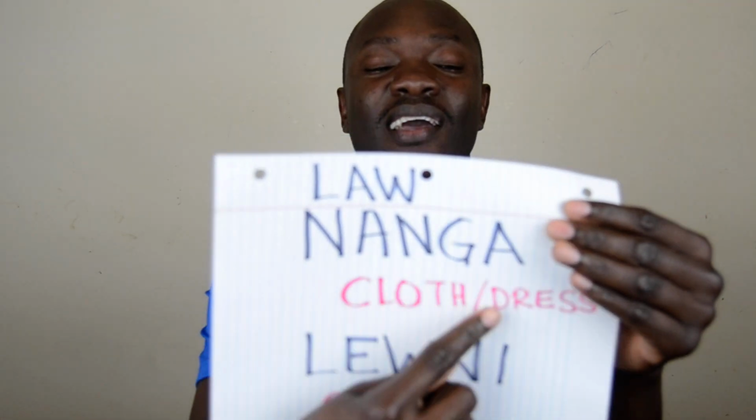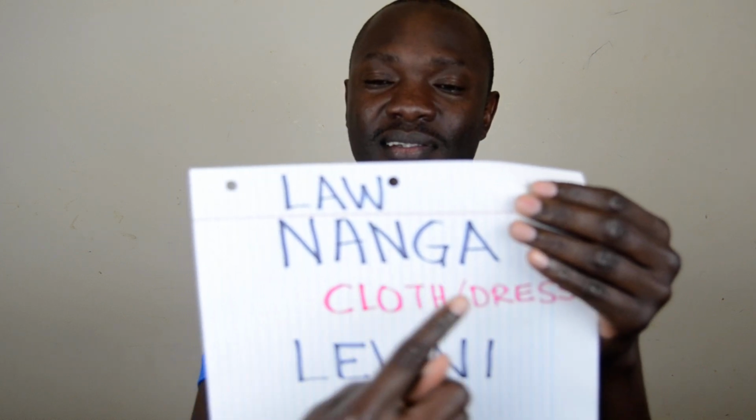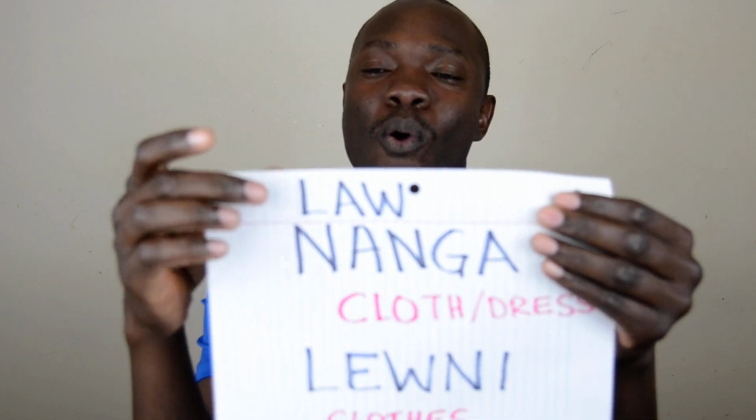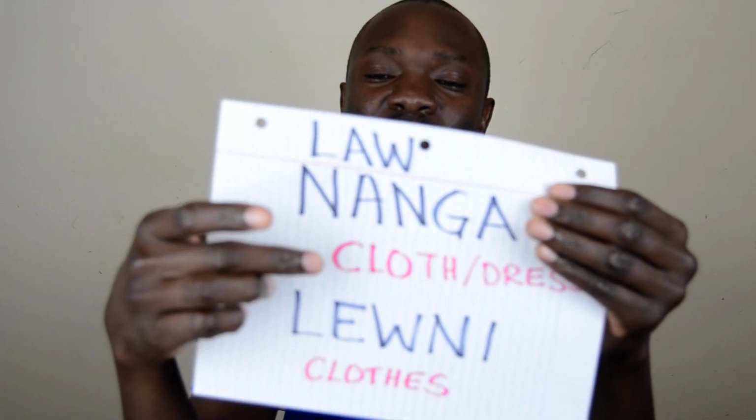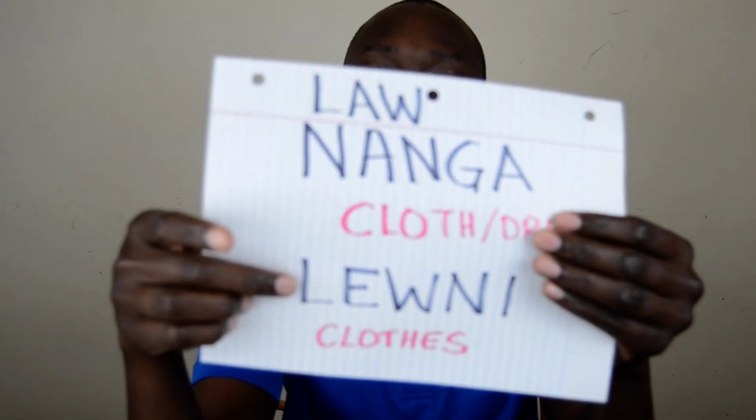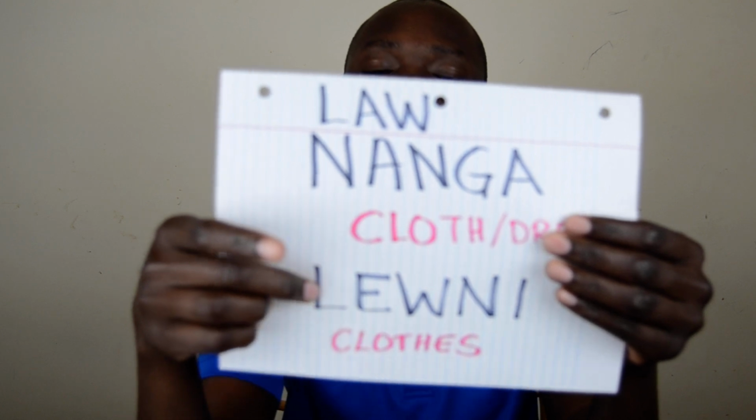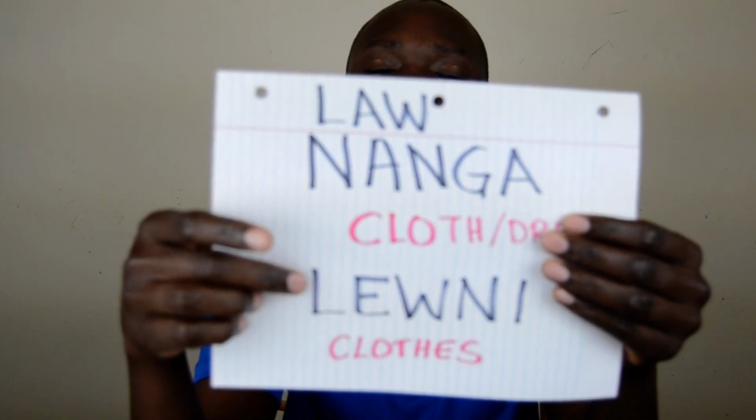Cloth. Now there's cloth and there's dress. Dress is lao and cloth is nanga. Lao, nanga. If there are many clothes, you say leoni. Lao, nanga, leoni. The plural of nanga is nengni.